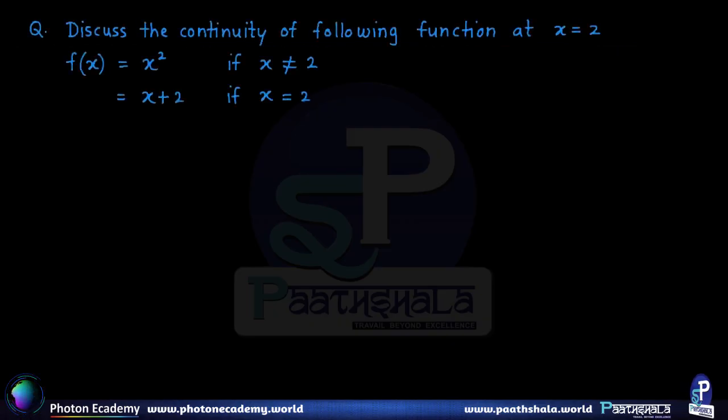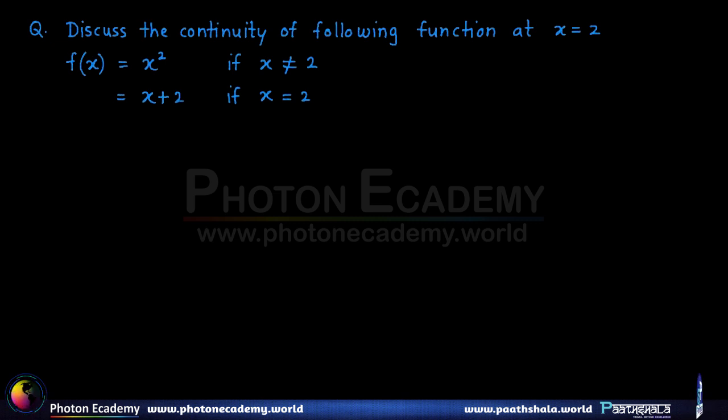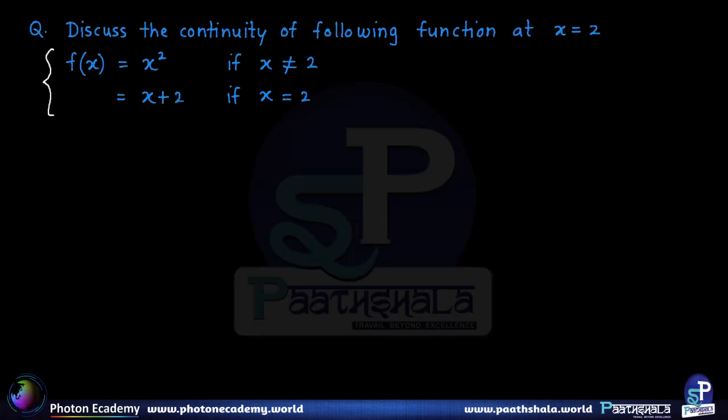Now let us solve a few examples based on the continuity. Here is the first question: discuss the continuity of the following function at x equal to 2. Here we see that the function is defined as f of x is equal to x square if x is not equal to 2, and f of x is equal to x plus 2 if x is equal to 2. So we will encounter this specific way of defining a function many times in this chapter.